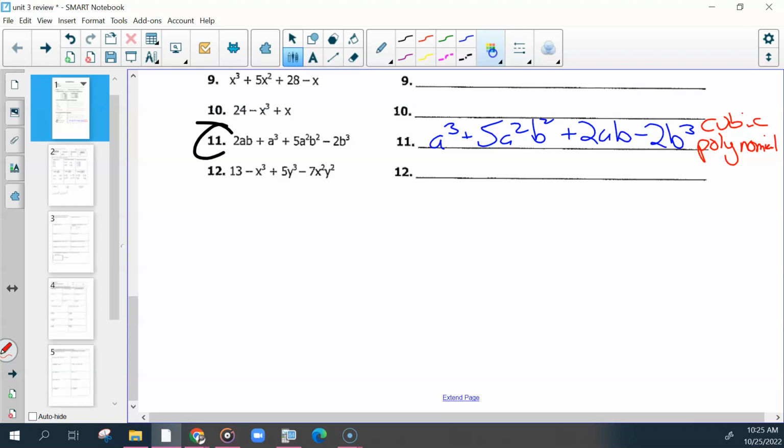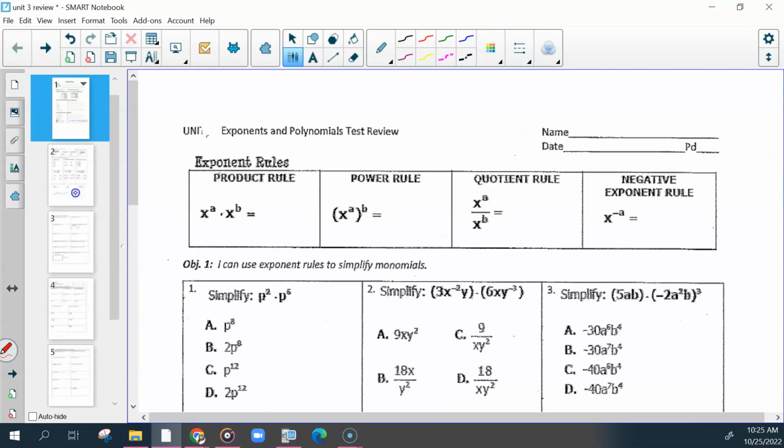Any other questions on this page? Anything we want to review, go over, anything like that? Were you going to say something, Lily? Okay. All right. If not, move on to the next page. So we're going to quickly review these rules, and then any problems you want to see from this page, we'll do those.